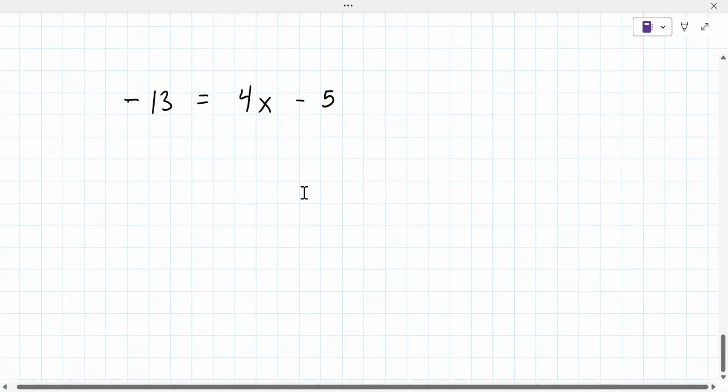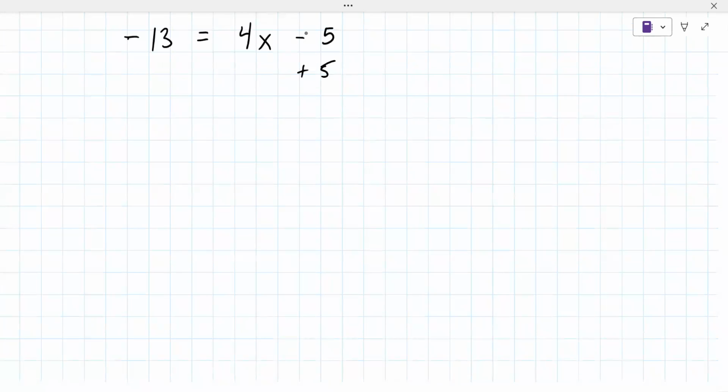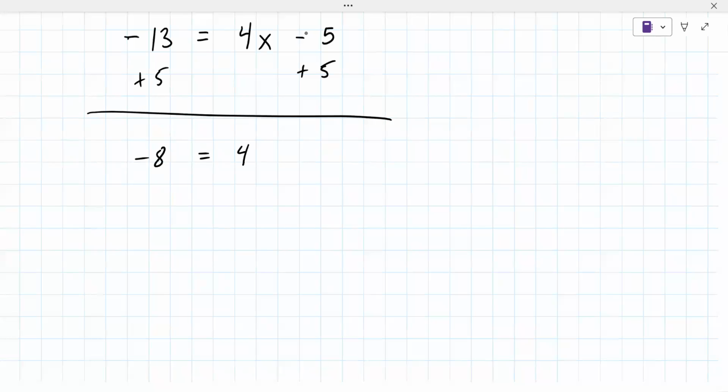Sourish? Okay. What number are we going to add? We're going to be adding, first of all, we have to add 5. Add 5 to both sides. So -8 equals 4x.